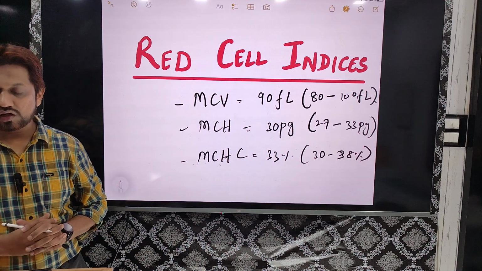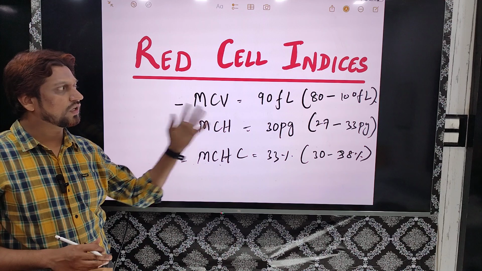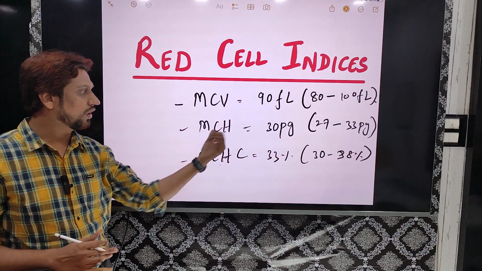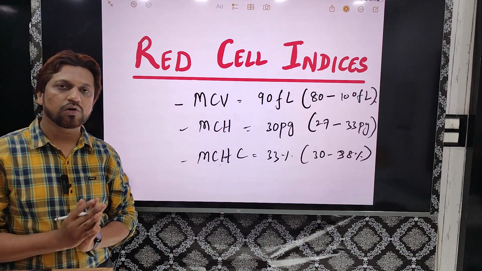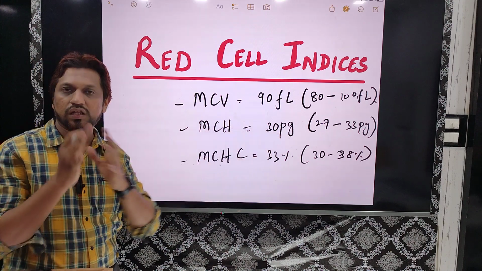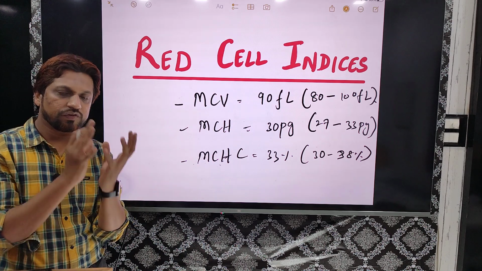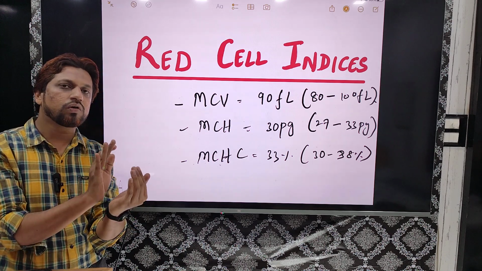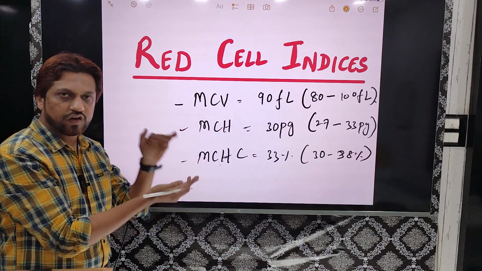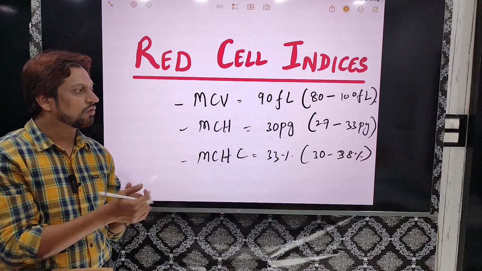Okay, that's all about today's video. So let me revise the things. MCV means mean corpuscular volume. It is the average volume of a single RBC, that is 90 femtoliters. MCH, mean corpuscular hemoglobin, means in a single RBC the weight or mass of the hemoglobin is around 30 picogram. MCHC means, considering a single RBC, what percentage of it is occupied by hemoglobin. So if we consider a packed cell volume of 45%, in that 33% of hemoglobin will be present.